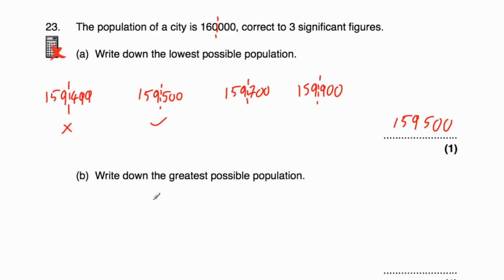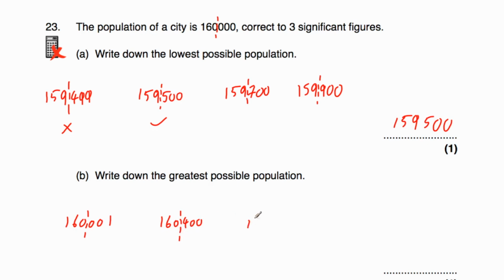Okay, now we're asked to find the greatest possible population of the city. So we could have something bigger than 160,000. We could have 160,001 people, and that would round to be 160,000 to three significant figures. We could have something even higher. We could have 160,400. We round that to three significant figures. Again, because it's a 4, we wouldn't round up. We would keep it as 160,000 rather than going up to 161,000.